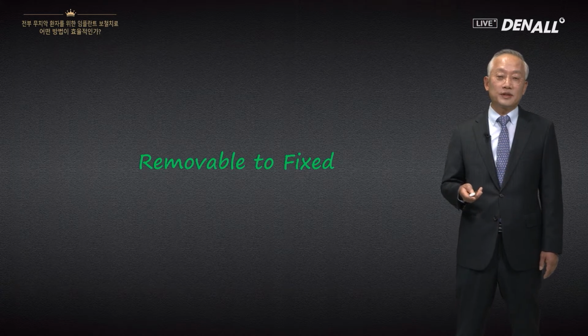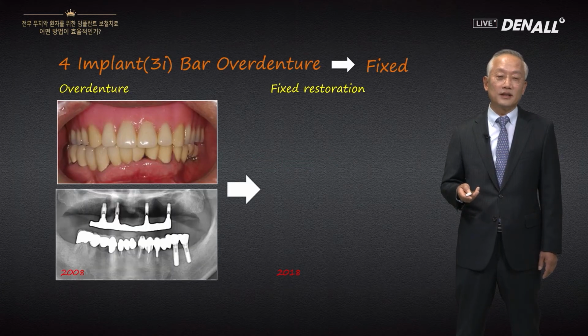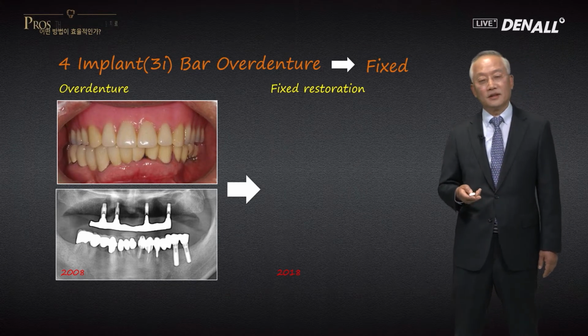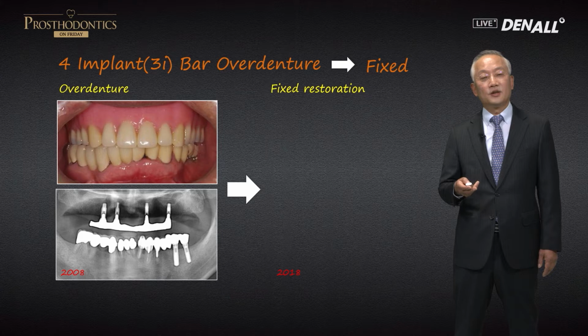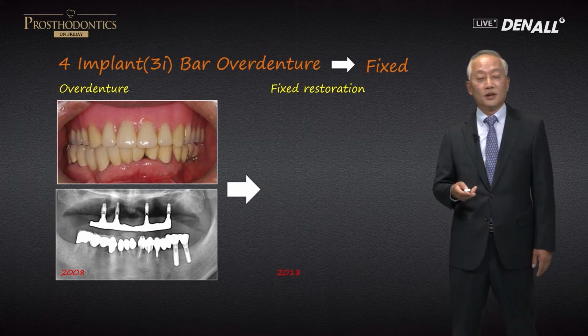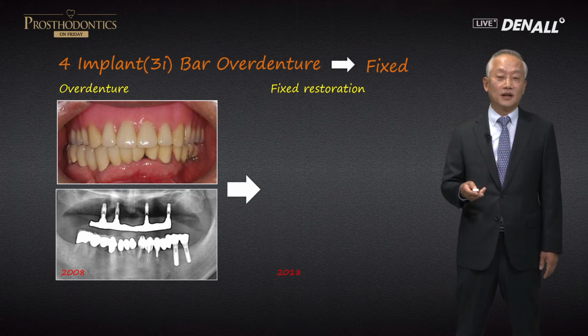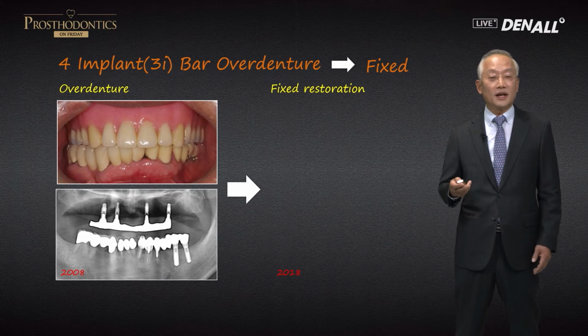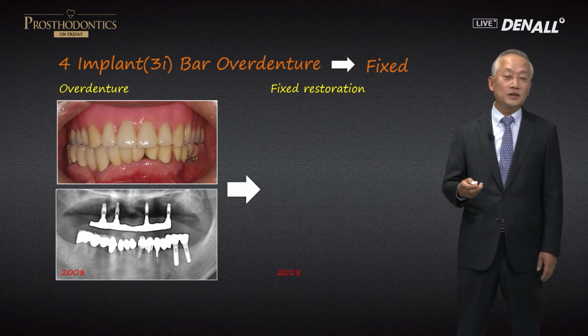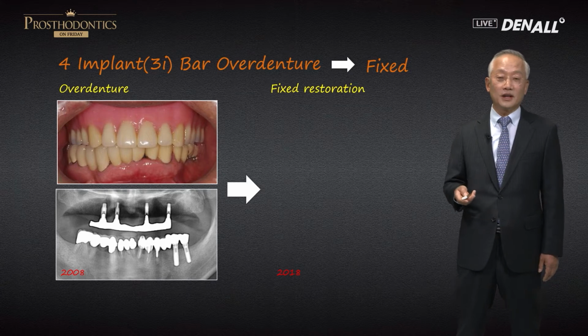So this is a case where removable was changed to fixed. This patient was a 60-year-old male patient. 4 implants were used and overdenture was provided. The patient used it for approximately 10 years. And after a decade, there was wear in the bar and retention decreased.